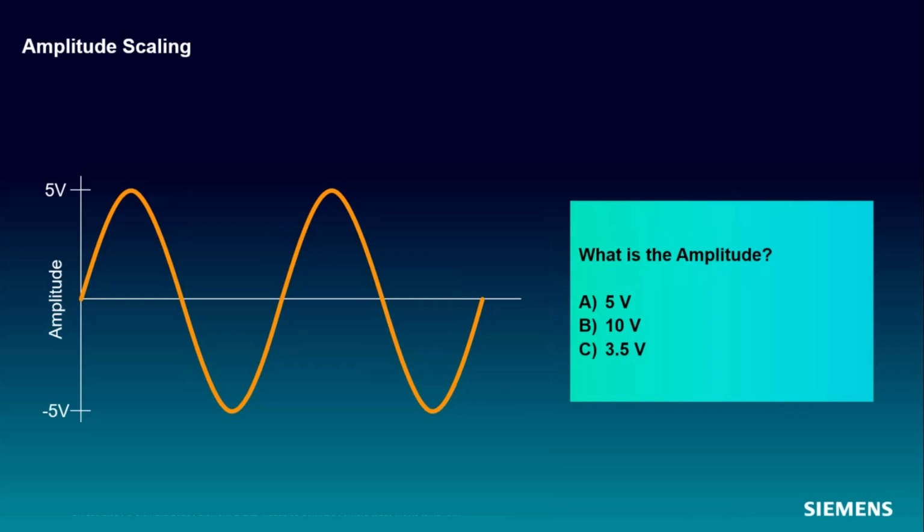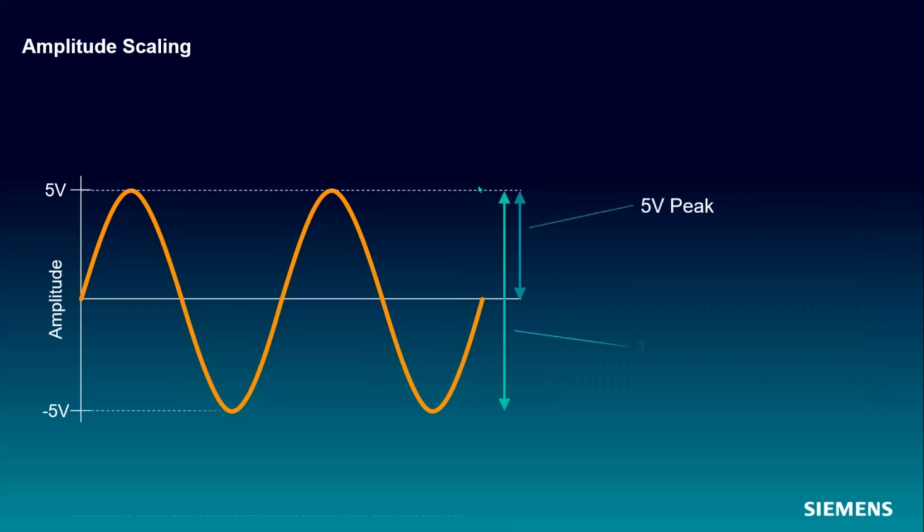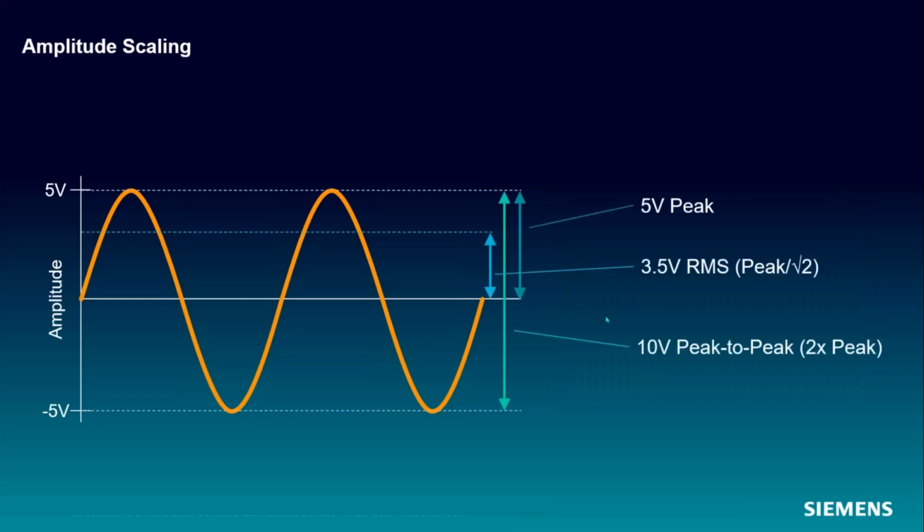Who says 5 volts? Anyone out there? What about 10 volts? And 3.5 volts? All of those answers are correct. They just have different scaling nomenclature to it. We have a 5-volt peak amplitude, we have a 3.5-volt RMS amplitude, and we have a 10-volt peak-to-peak amplitude.